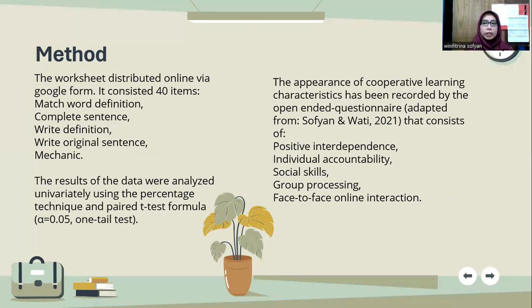It consisted of 40 items: match word definitions, complete sentence, write definitions, write original sentence, and mechanics. The data were analyzed univariately and bivariately using percentage technique and paired t-test formulations. The appearance of the cooperative learning characteristics was recorded by an open-ended questionnaire that consists of positive interdependence, individual accountability, social skills, group processing, and virtual face-to-face interactions.